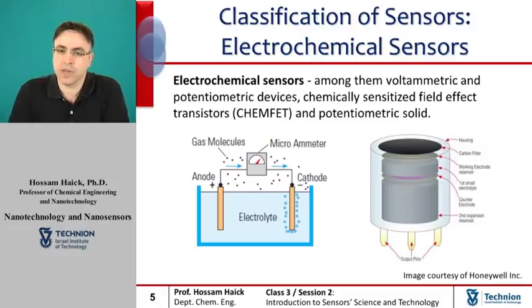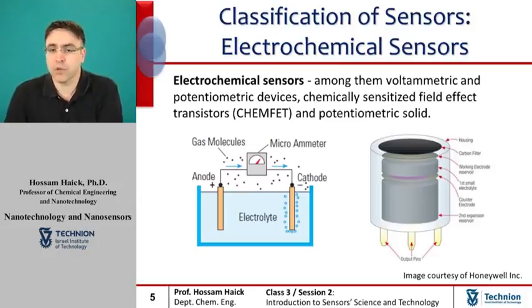A typical electrochemical sensor consists of a sensing electrode, which we usually call the working electrode, and, on the other hand, a counter electrode that is separated by a thin layer of electrolyte. This electrolyte composition and the sensing electrode material are selected based on the chemical reactivity of the target.